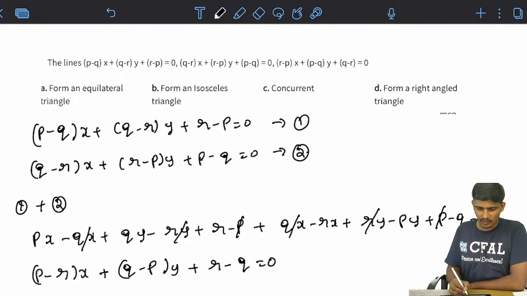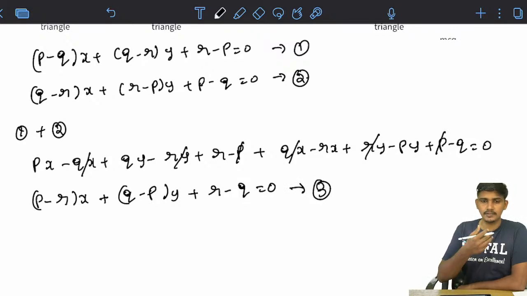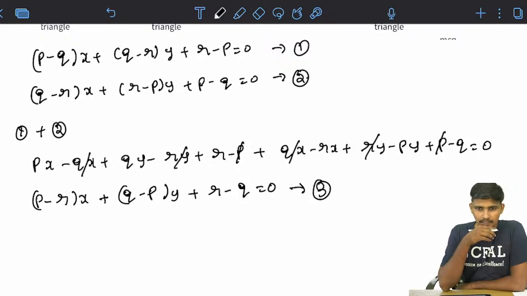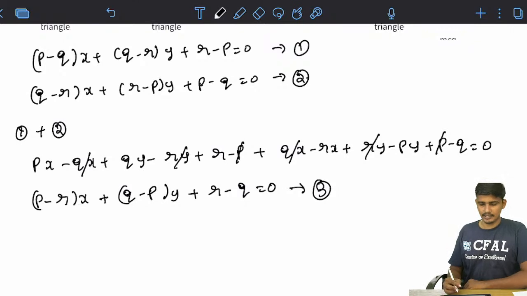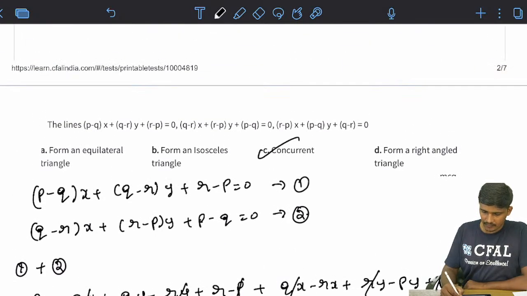Right? What is this equation now? Can you see this with the third equation? The third equation is exactly this with a sign change. So the third equation is nothing but minus of this. So this is actually the same as the third equation. Just by adding the first equation and the second equation, I am getting the third equation. So what does it mean? It means that the lines are concurrent. Okay. So option 3 is correct.